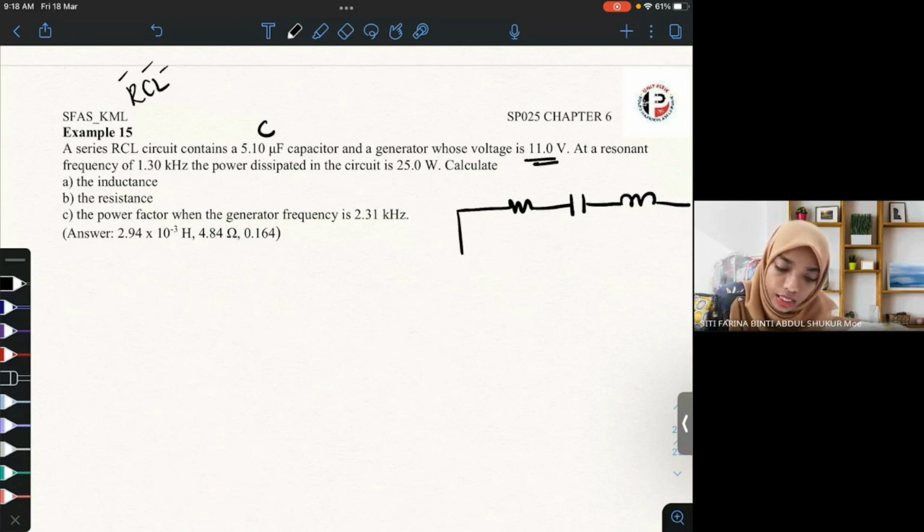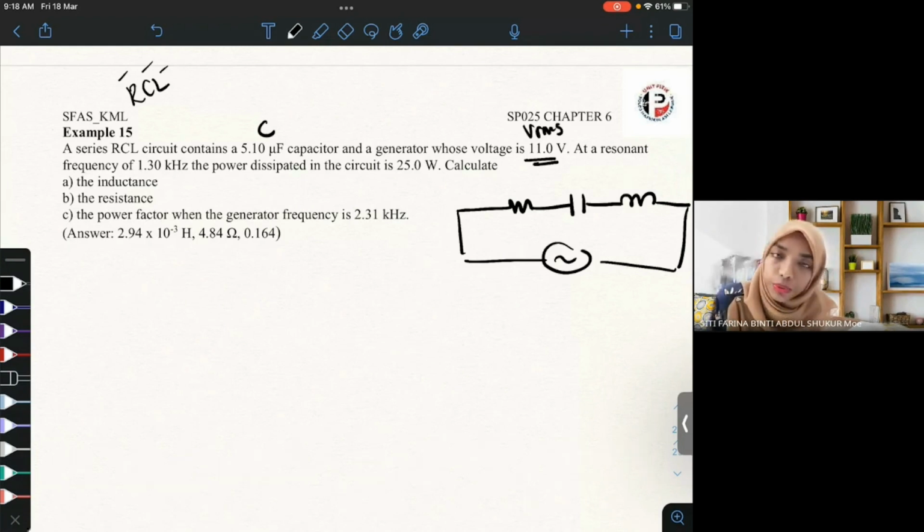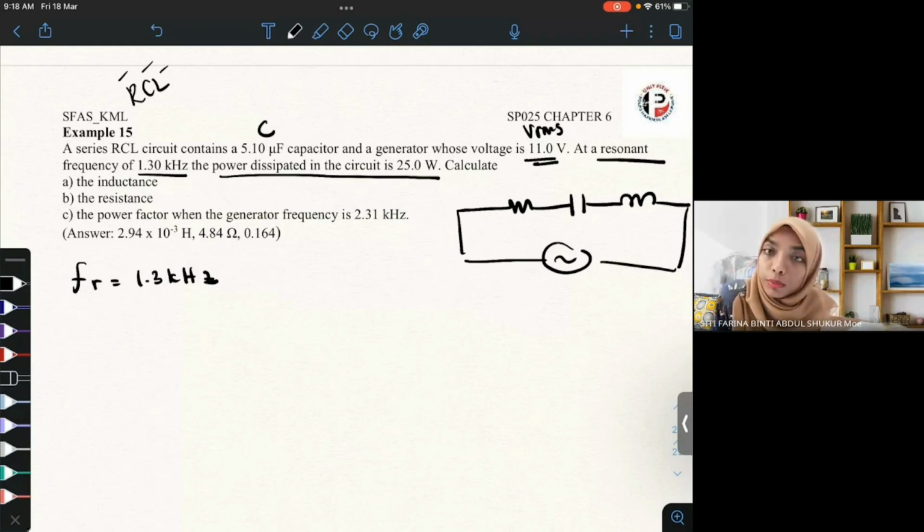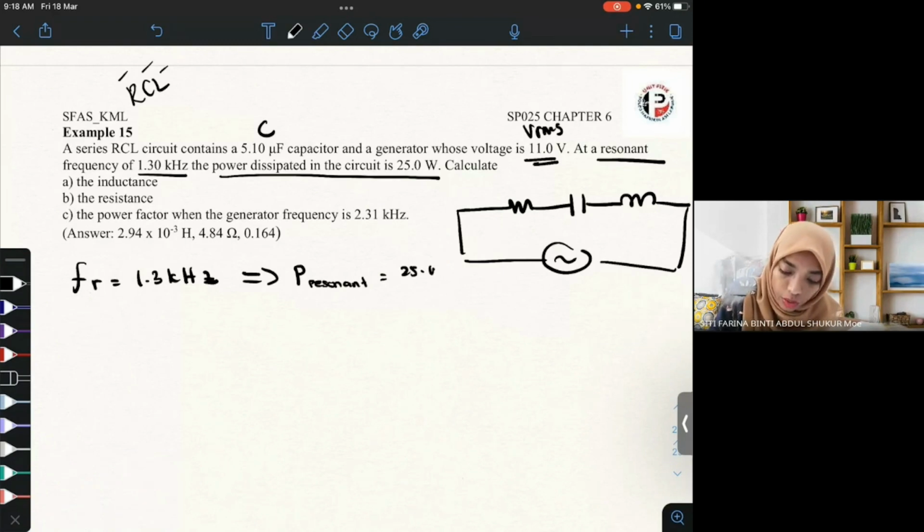Maksudnya generator dekat sini adalah kamu punya power supply. So ini adalah V RMS kamu. At a resonant frequency of 1.3 kilohertz. So dia kata resonant frequency kita adalah 1.3 kilohertz. The power dissipated in the circuit adalah sebanyak 25 watt. So power at resonant adalah 25 watt. Okay, so sekarang apa yang soalan minta dekat sini adalah the inductance.